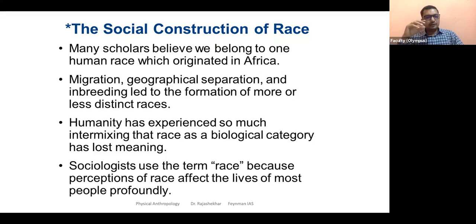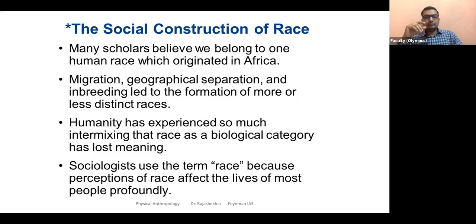So biological differences do exist, but more and more intermixing is happening because of more connectivity, advancement in technology, trade, for various reasons that we already discussed. Okay, now so much intermixing has happened. So many characteristics have been exchanged. So now I don't know whether the biological meaning of race is any more true or any more valid.